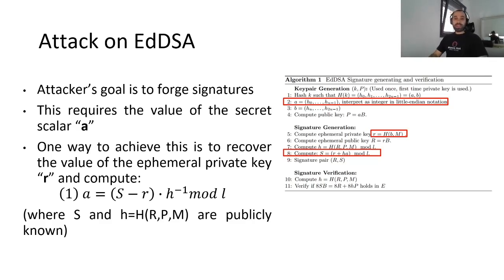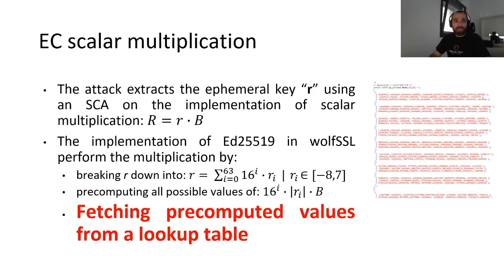There are multiple attack vectors to extract the value of A, but in our case, we'll do it by first recovering the ephemeral private key r, which is generated anew for each message signing operation. And then, if we have r, we can compute A, as we see in the formula at the bottom of the slide. So how are we going to extract an instance of the ephemeral key? Let's focus on the scalar multiplication operation. Capital R equals r times B.